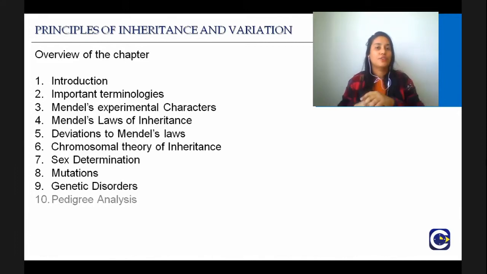Genes are present on chromosomes, given by Sutton and Boveri. Then we saw sex determination. You remember male heterogamy, female heterogamy. Then we talked about different types of mutations. And the longest part of this chapter was genetic disorders, right? We talked about so many genetic disorders here.